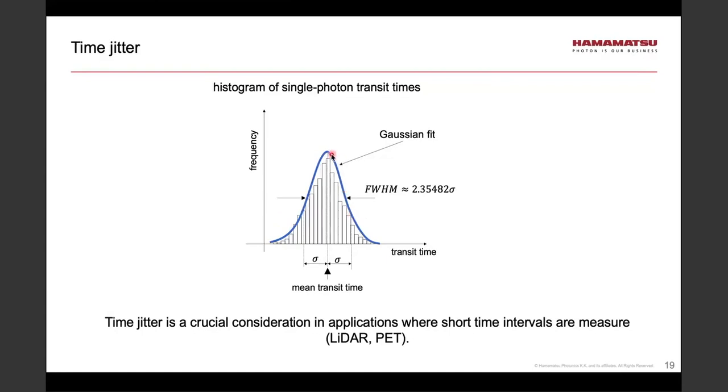This time jitter, I would say, is probably a more important, more crucial time characteristic than transit time. Transit time can often be easily compensated for, but time jitter simply contributes to error in time measurement. There are some applications like LiDAR and PET where we measure distance using motion of light. And so time jitter will directly contribute to error made in distance measurement.